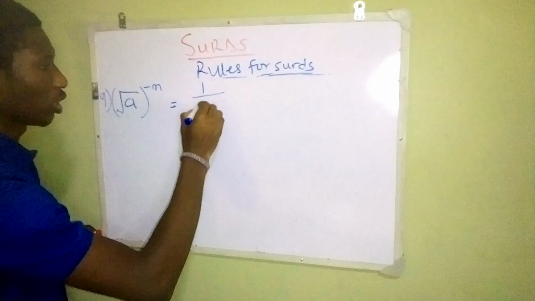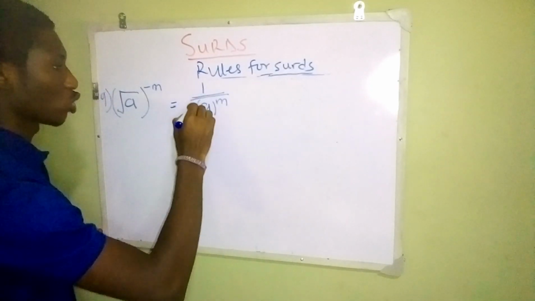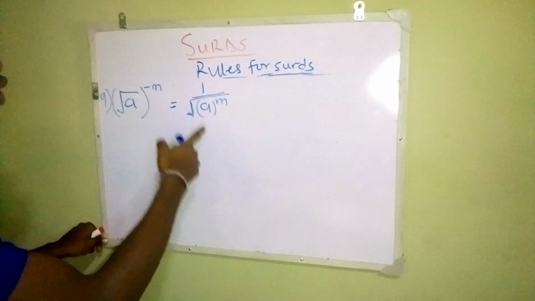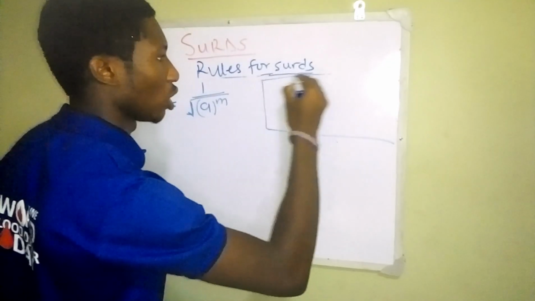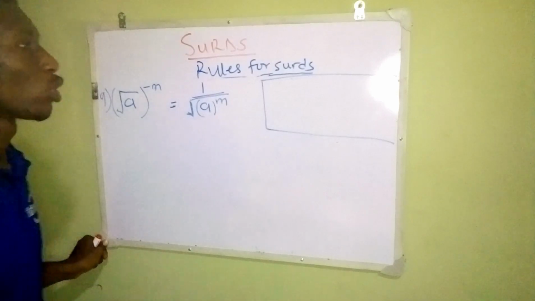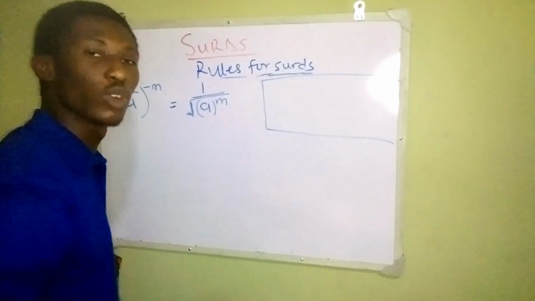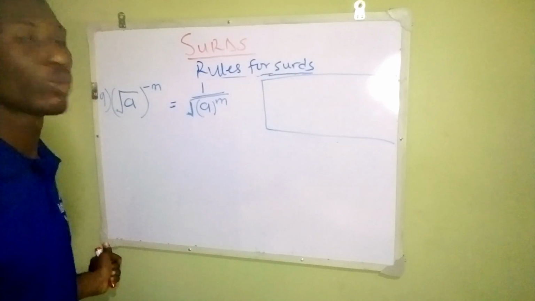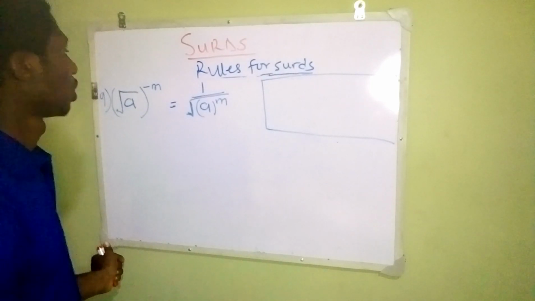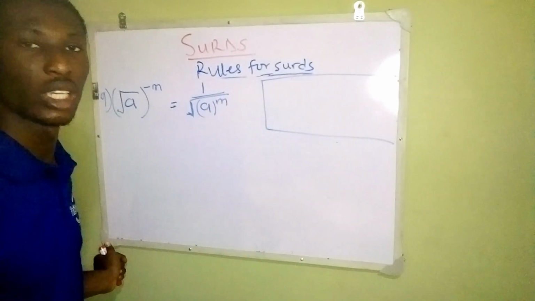1 all over A to the power of m, and you put your square root. Now, how did we come to this? Let me write something here. Recall from your surds, from your indices, and by the way, if you don't know much about indices, you can check my channel. You can see my videos on indices. You can watch it and you understand how what I'm going to do here came about.